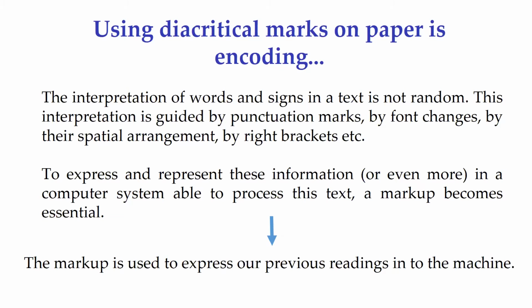But what does encoding mean? For example, in our daily life, when we write something, we use diacritical marks on paper, and that is encoding. So the interpretation of words and signs in a text is not random. This interpretation is guided by punctuation marks, by font changes, by their spatial arrangement, by brackets, etc. So to express and represent this information, or even more, in a computer system able to process this text, a markup becomes essential. The markup is used to express our previous reading of the text to the machine. So it's a part of the encoding.